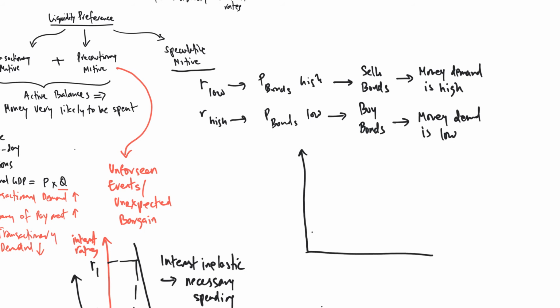Okay, so when you look at speculative demand, you will have a relationship like this. Let's call speculative demand or idle balances as LP2. Idle balances means money not likely to be spent. So when the interest rates are low, this is when the speculator is basically selling bonds, and that's why the money demand is high. So he's selling bonds.